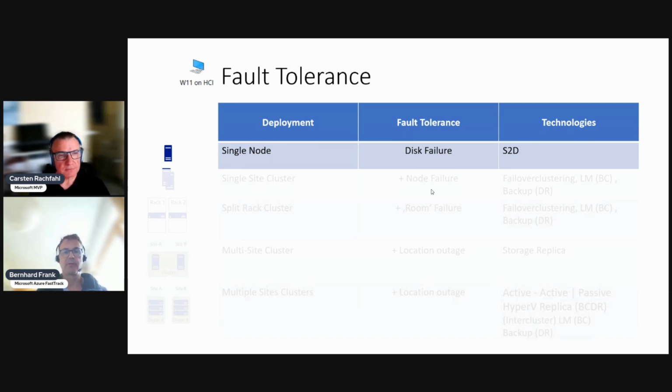It doesn't give a lot of fault tolerance for an AVD farm. It only tolerates disk failures, right? But it's also the cheapest one. So that may work for very small environments.